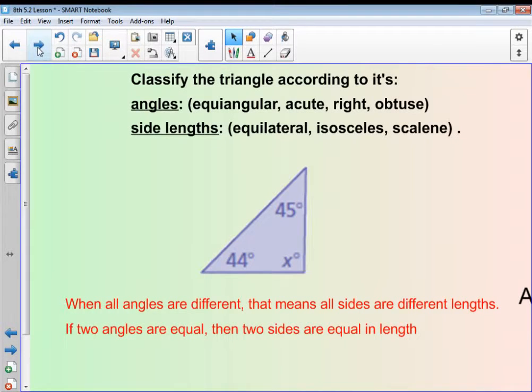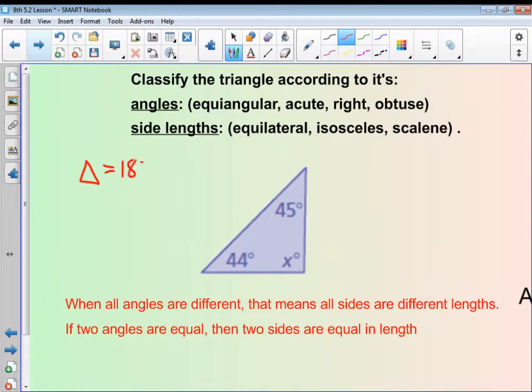Start out with working through having students identify the sum of the angles of a triangle. So when you look at this triangle, we have to remember that the angles of a triangle, when added together, equal 180 degrees. Okay, so now we're going to go ahead and classify this triangle, but in order to do that, we have to go ahead and find out what x is.